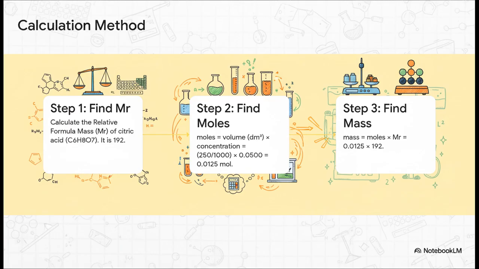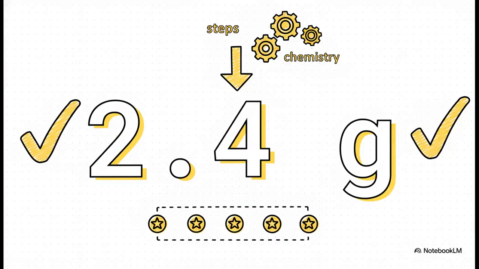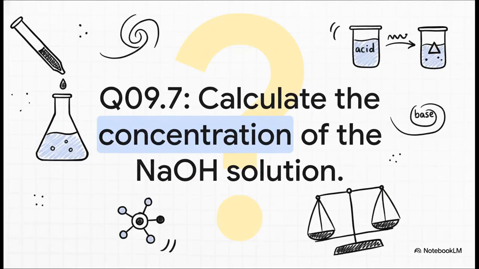And finally, step 3, you find the mass. Just use the formula mass equals moles times Mr. So it's 0.0125 times 192. And that gives us our final answer, 2.4 grams. See, showing those steps is absolutely key to getting all the marks. Okay, now for the big one, the main titration calculation. Calculate the concentration of the sodium hydroxide solution.